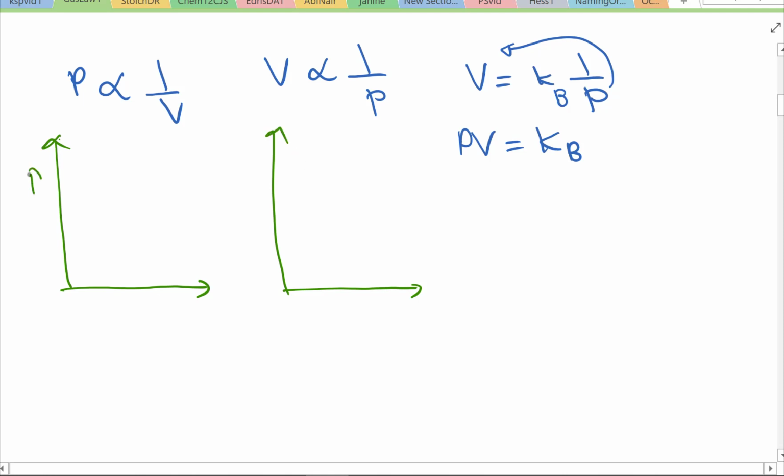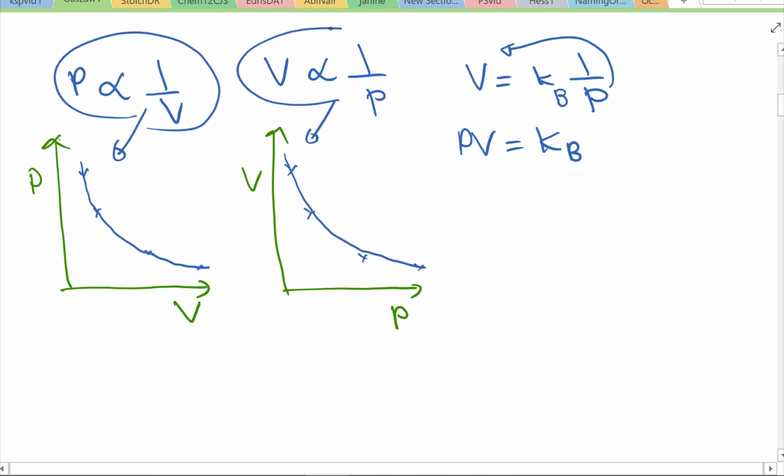So we can graph it. Why don't we graph these two proportionalities first? Pressure versus V, and we will get something like this, right? This one shows inverse proportionality, and this one also shows V versus P, inverse proportionality. Those are the first two that we talked about, the inverse proportionality. But this one here is y is mx, so it should be given this way, right?